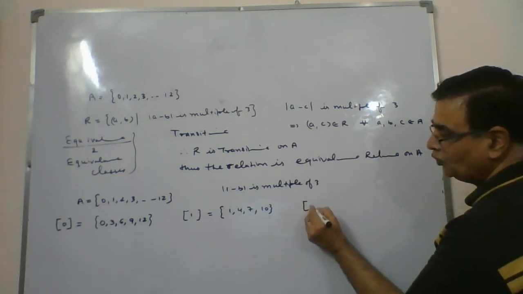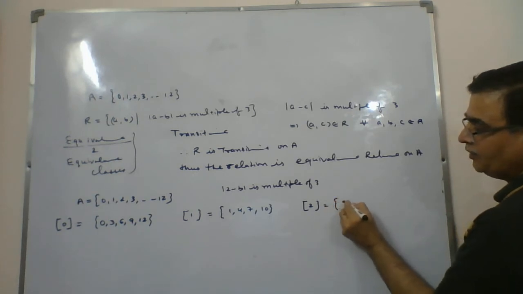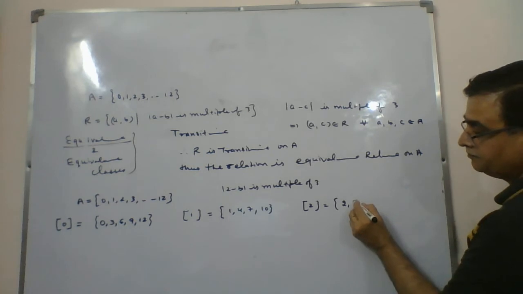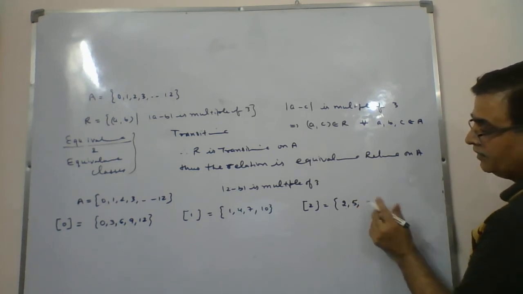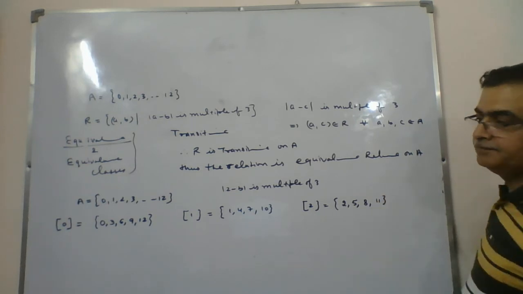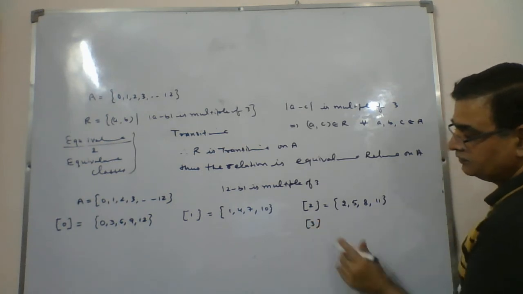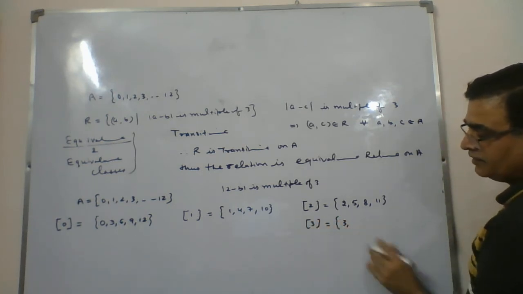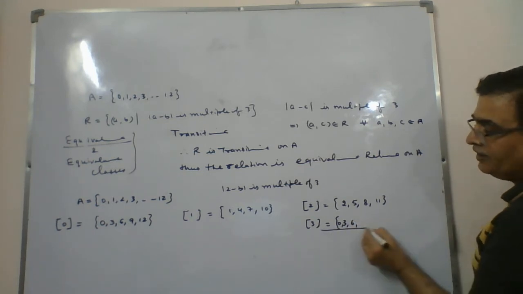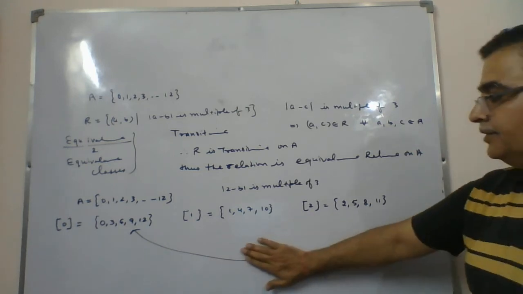Then we go for 2. When you put 2 here, the first element will be 2. After that, what will be next? 5. Then it comes out to be 8. Then it comes out to be 11. Then if you take 3, then the elements will be 3, 0 will also come, then 6 will come. This is already there in this case. So that means we should not repeat it.